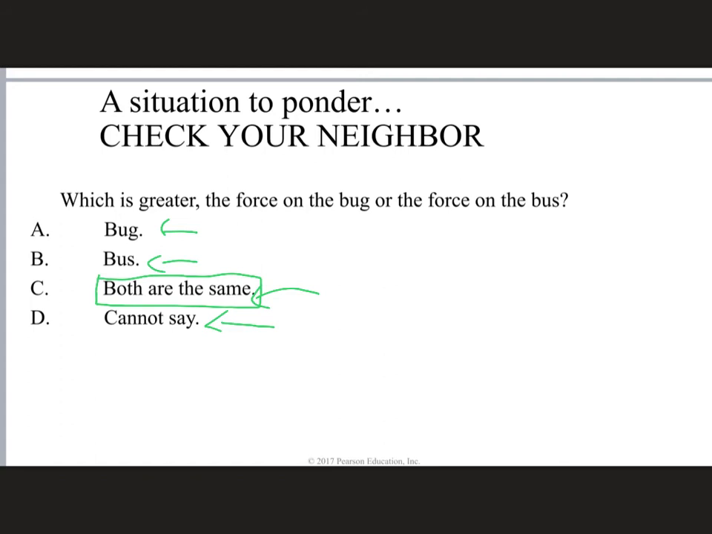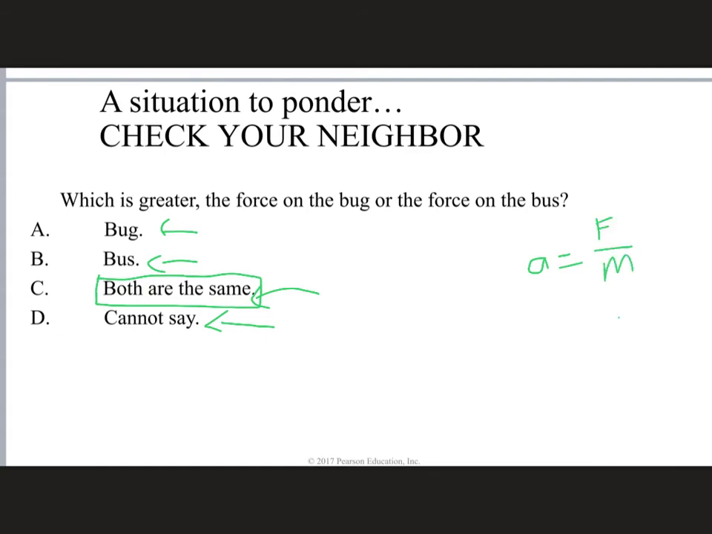A lot of people, if they were asked this question and they'd never studied any physics, would be inclined to say that the bug gets the most force because it gets splattered. But actually the forces have to be the same. Now the effect of those forces is different. Why? Because a equals F over m.